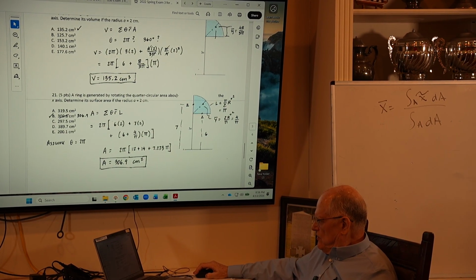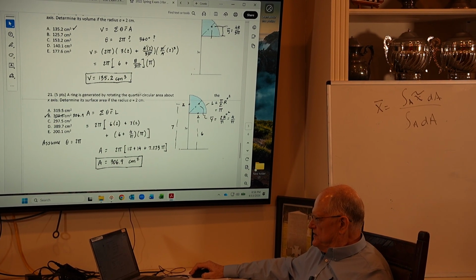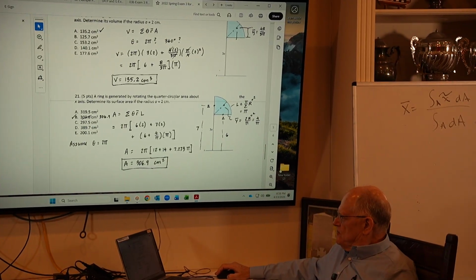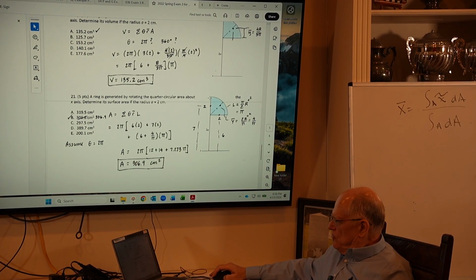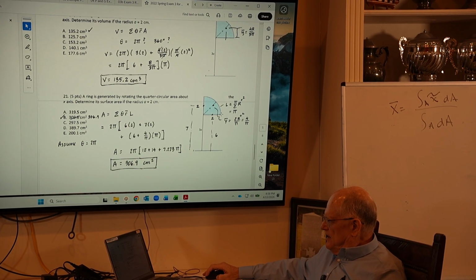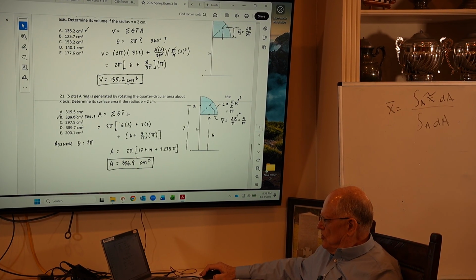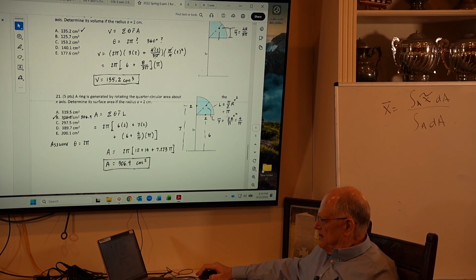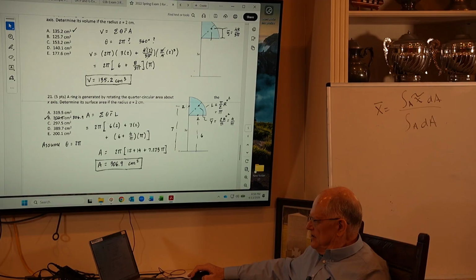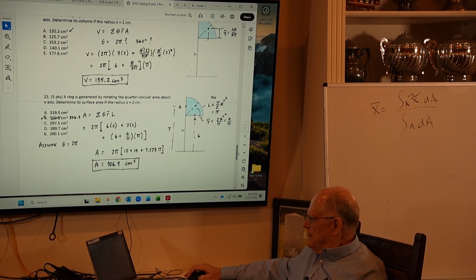And then they're asking you about the surface area about the x-axis. And so now you're rotating 3 different lines. You're rotating this line, and this line. And the centroid, remember, is 2r over pi for this line. And this is 6, this is 7 to here. So that's the area.